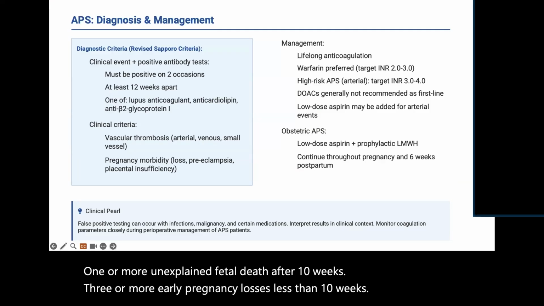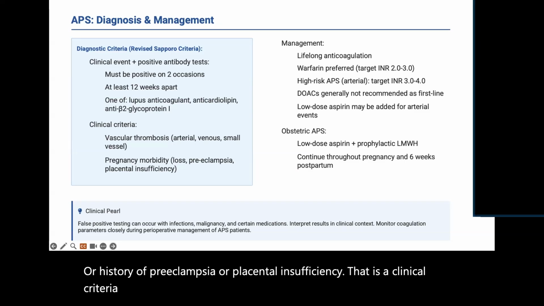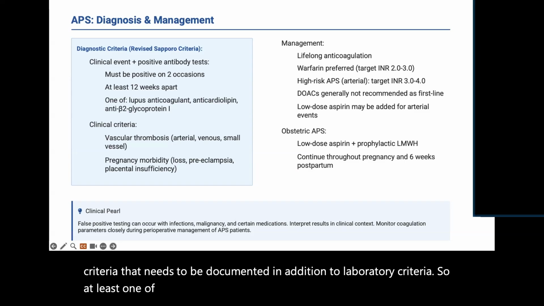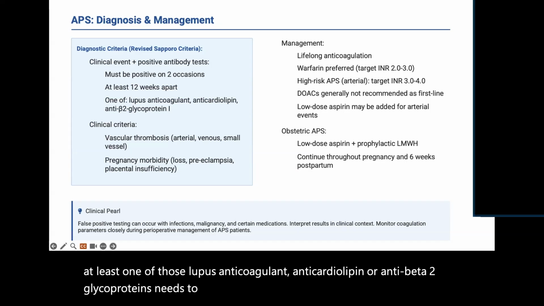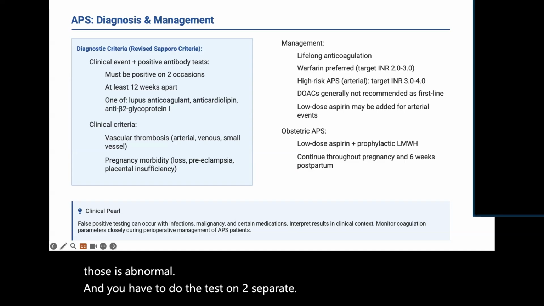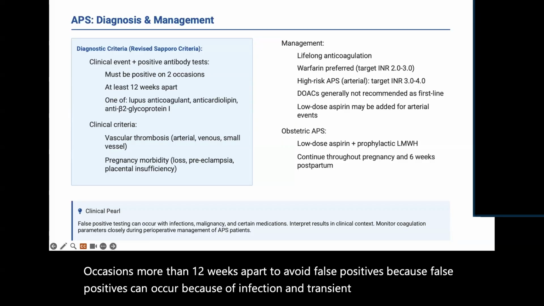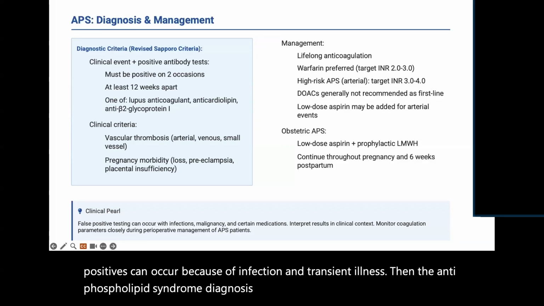Or history of preeclampsia or placental insufficiency. That is a clinical criteria that needs to be documented in addition to laboratory criteria. So at least one of those, lupus anticoagulant, anticardiolipin, or anti-beta-2 glycoproteins, needs to be abnormal. So if one clinical finding and one of those is abnormal, and you have to do the test on 2 separate occasions more than 12 weeks apart to avoid false positives, because false positives can occur because of infection and transient illness, then the antiphospholipid syndrome diagnosis can be made.